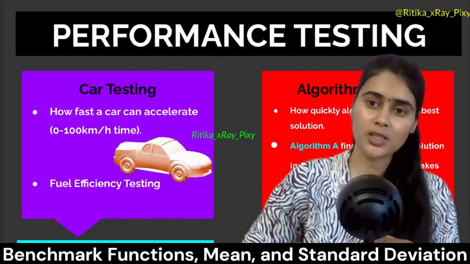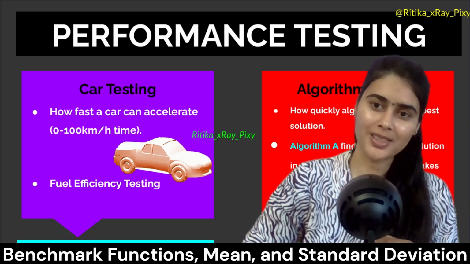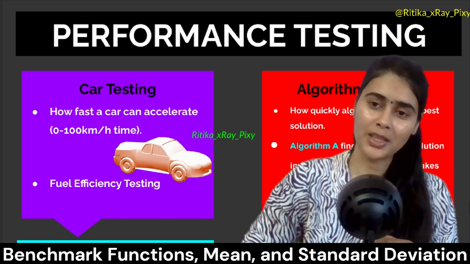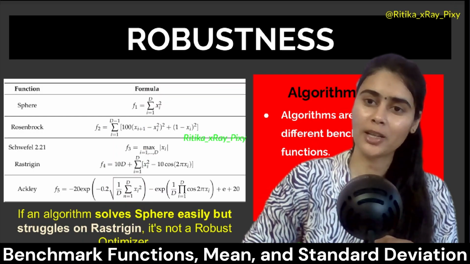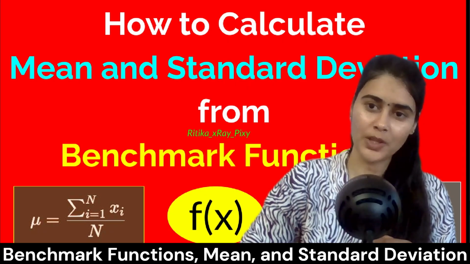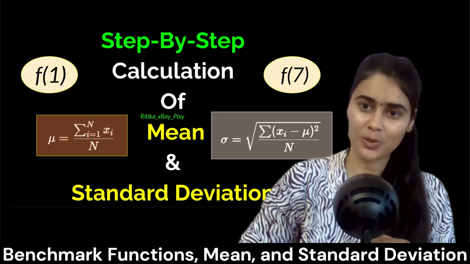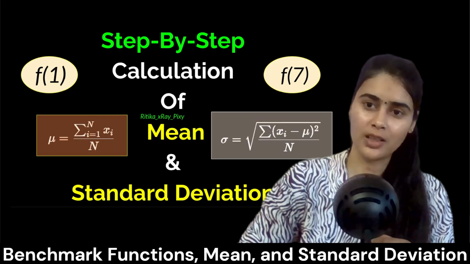Now the next question is how algorithm testing is done. This we will try to understand using a comparison. Here you can see on one side we have new car model testing in real life, and on the other side we have new algorithm testing. Step by step we will understand how we can test a new algorithm, and then how we can calculate mean and standard deviation of benchmark test function for new algorithms.